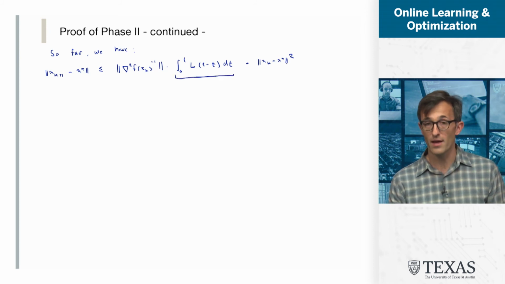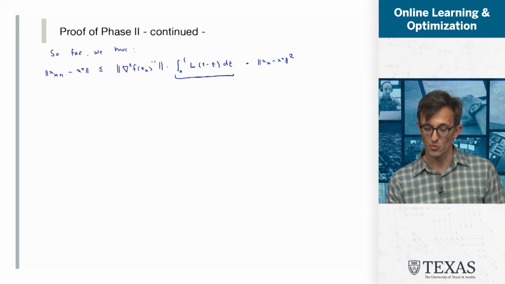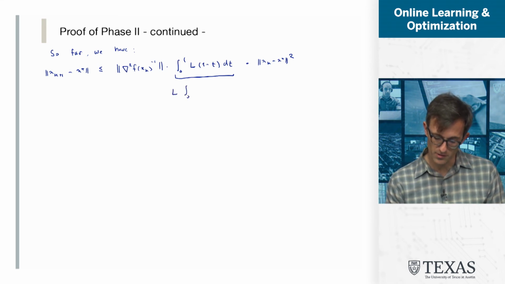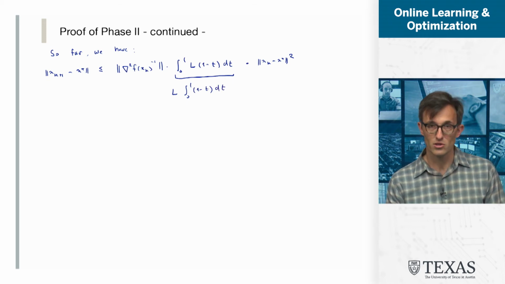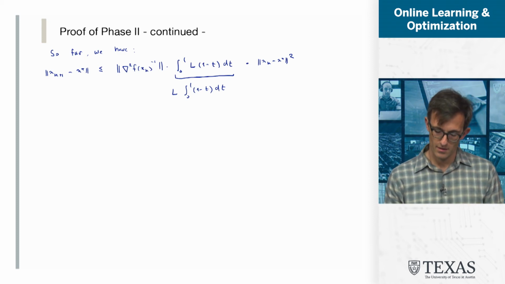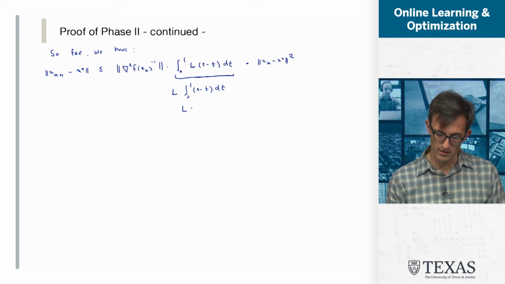This is just L times the integral from 0 to 1 of 1 minus t, so let's do that. This is the integral from 0 to 1 of 1 minus t dt, and just doing that, you'll see that this is equal to 1/2. So this is equal to L times 1 over 2.